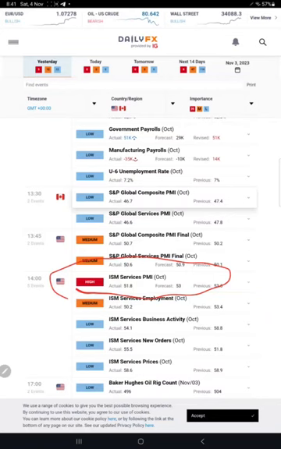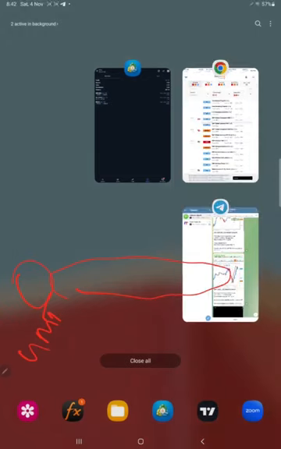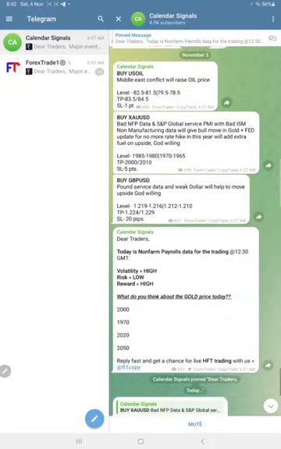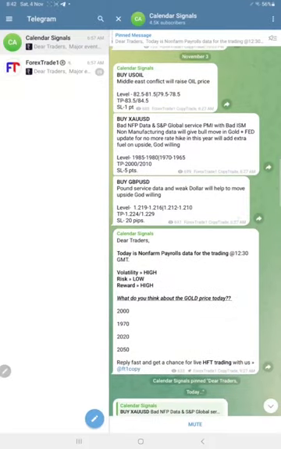You see here the data release time is 14 GMT. You see the signal we posted, the signal posted time, you see here, 6:27 GMT. So 7-8 hours before the data release we posted these signals.